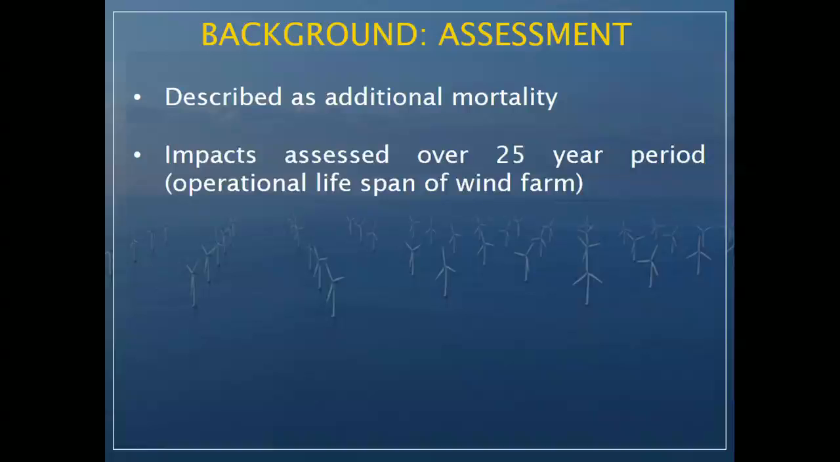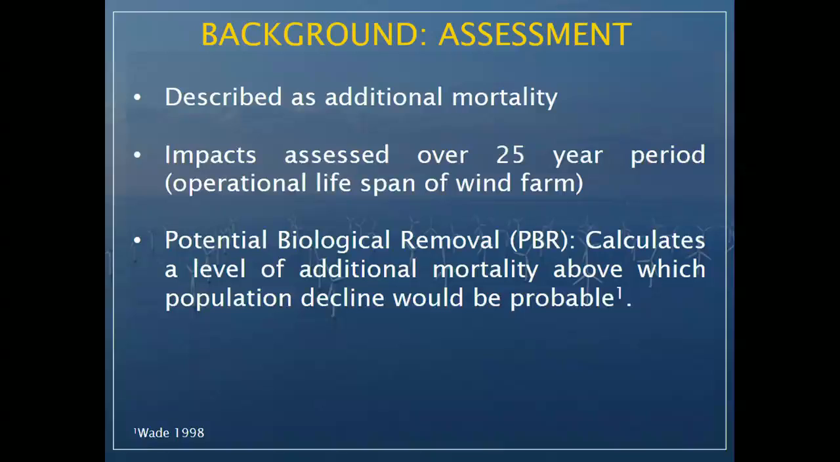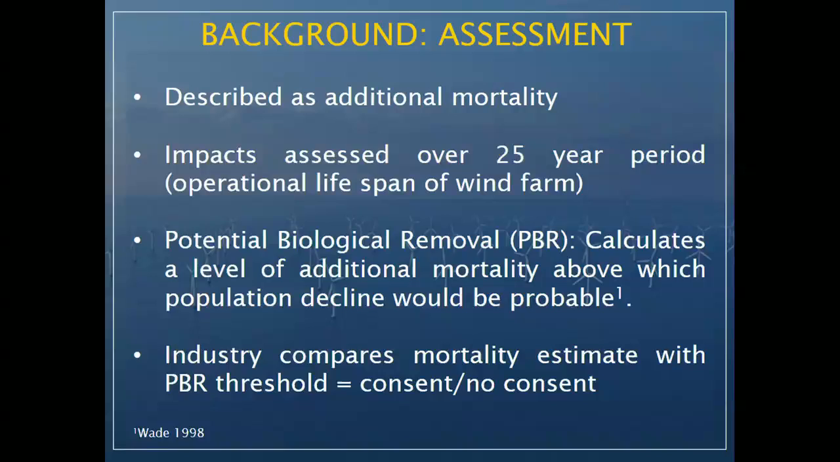And assessors have several different tools at their disposal that they may use to look at this mortality and determine whether or not it's going to be detrimental and or negligible to a seabird population. And one that they use is this potential biological removal. Really, this is just a calculation that you can independently apply to any given population that will return a threshold value of individuals that you can remove from that population above which your population might be likely to be in decline. So what the assessors will do then is they'll take their 25-year estimate, compare it to the 25-year PBR threshold, and then perhaps the development may or may not get consent depending on how this compares.